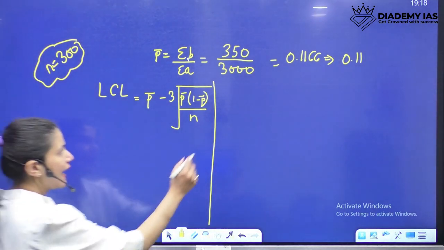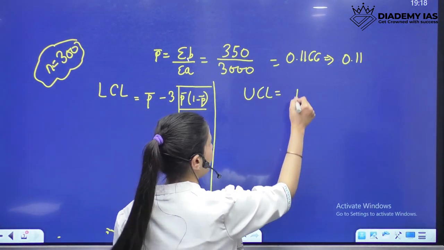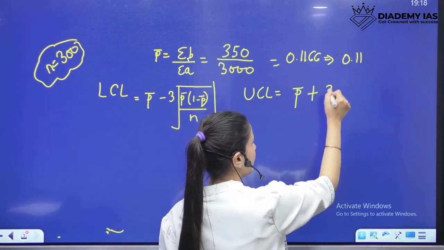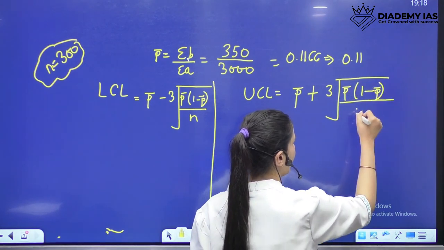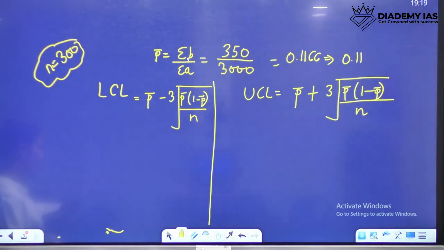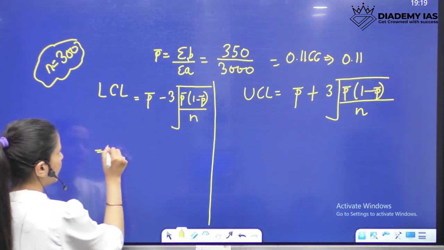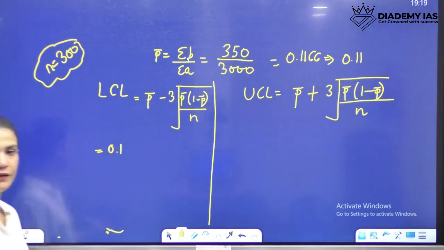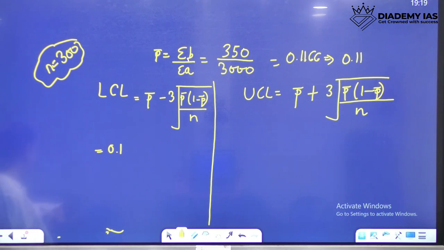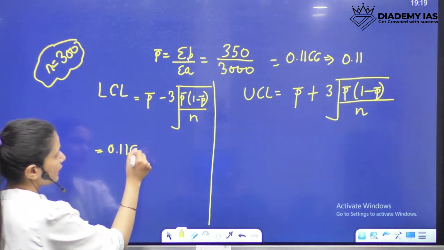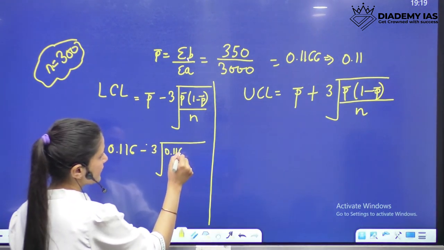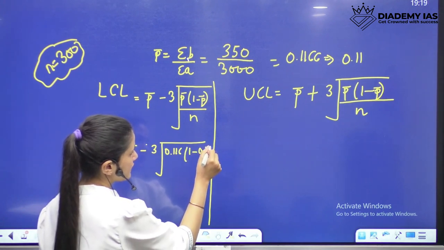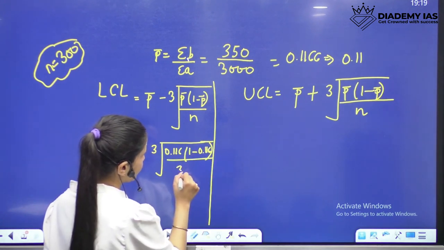For the UCL we have, again, p bar, but here we use a plus sign: p bar plus 3 under root p bar into 1 minus p bar, whole upon n. Right, you can see that formula. Let's put in the values, students, and find out that p bar that we just calculated for the entire summary of this numerical. It's 0.116 minus 3 under root of 0.116 into 1 minus 0.116 upon n, that is the sample, 300.